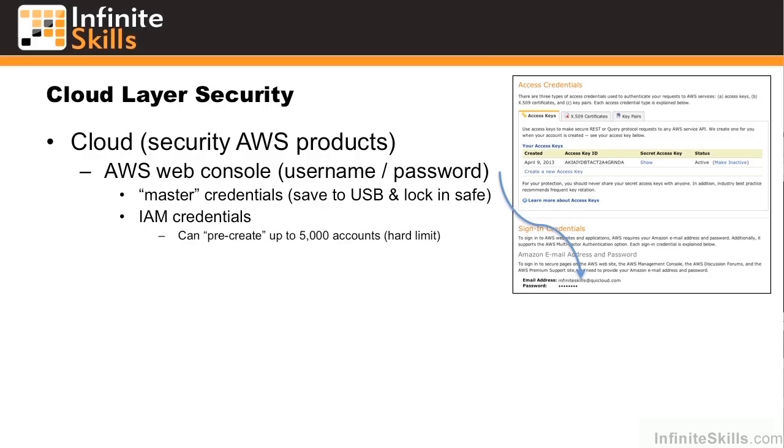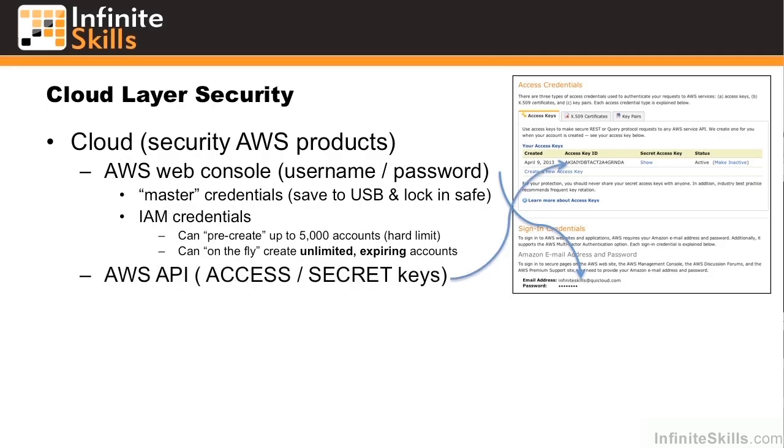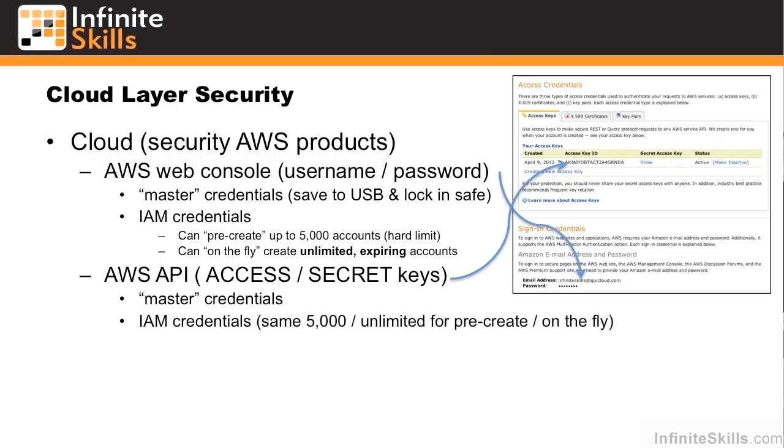On the IAM credential side, you can have up to 5,000 accounts pre-created, or you can create them on the fly. We discussed this more in the IAM decks. On the AWS API access, you actually access API calls via signing them with your access and secret keys, which you see here. Again, you have master credentials for the entire account, and you can create IAM credentials with the same 5,000 or unlimited on-the-fly limitations.